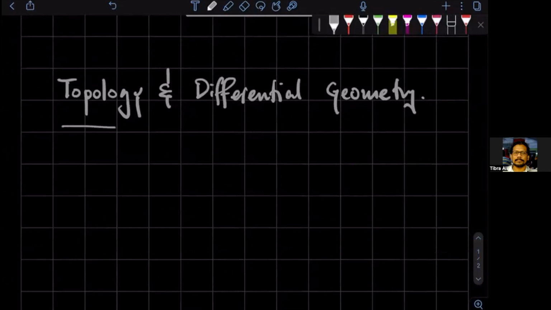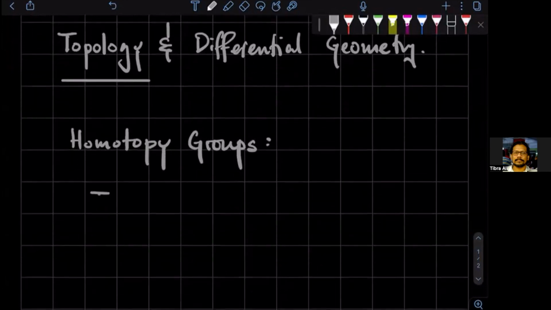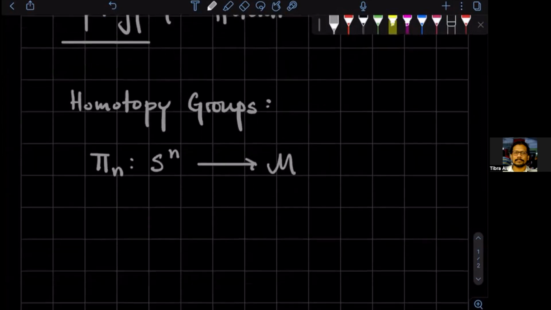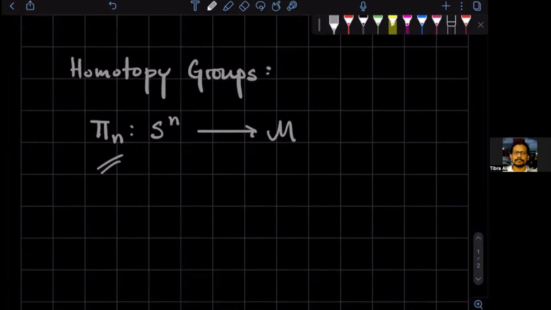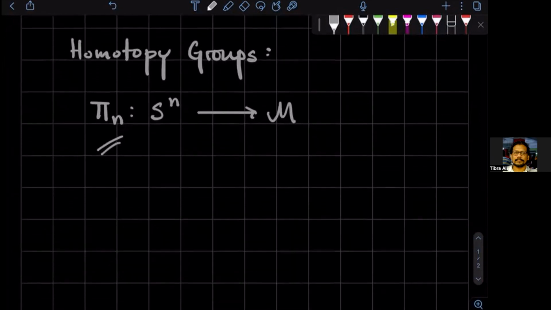So in topology, I said that there are these groups called the homotopy groups. And I think they were introduced in mathematics by Hopf. And homotopy groups are essentially maps from the n-sphere into some space. It can be some shape. It doesn't have to be exactly a manifold, but yeah. So these groups are topological invariants. And what are they? They're equivalence classes of maps.